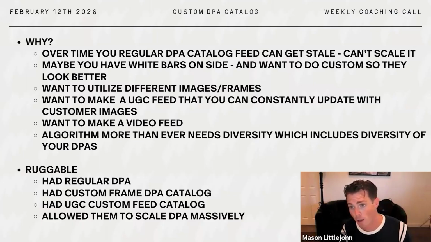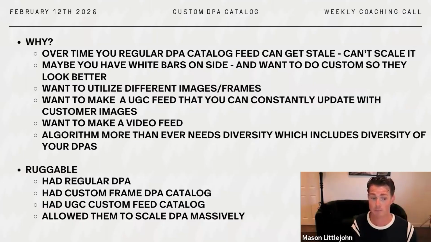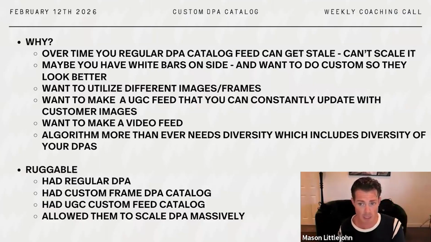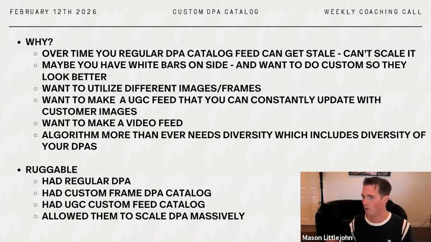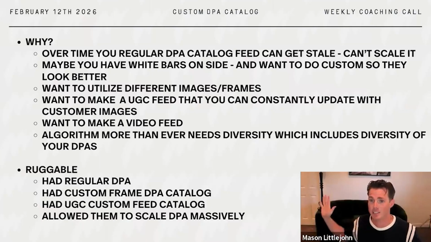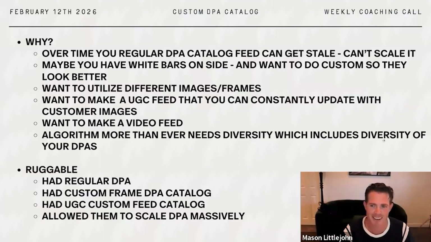Every time we had new product launches, new images went into the regular DPA, new images into the custom frame DPA. And then we were getting hundreds of new customer photos every month, and we would add them into the custom feed, right? So again, this is how you continue to adapt your DPA strategy over time, and it allows you to scale. This is, I would say, kind of a more advanced thing, but hopefully me breaking it down and showing you guys how to do it makes it less daunting, I guess is what I'm trying to say.